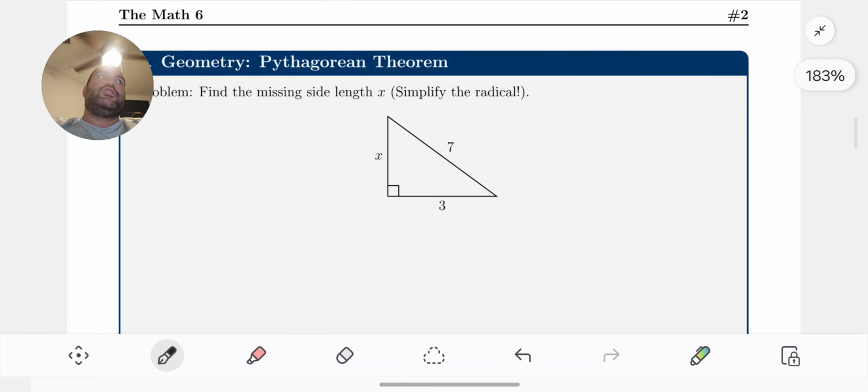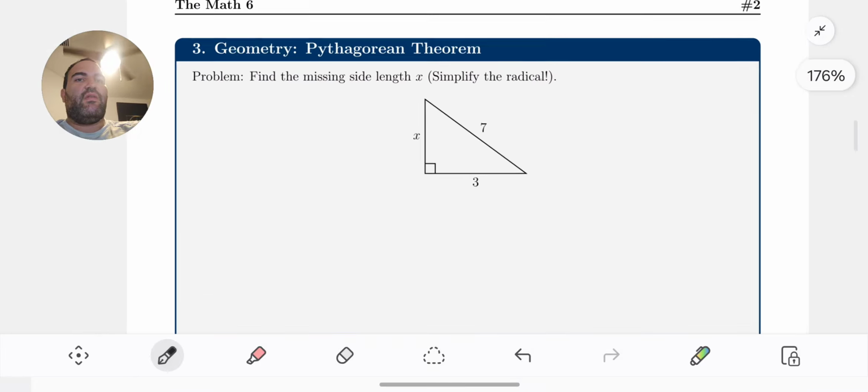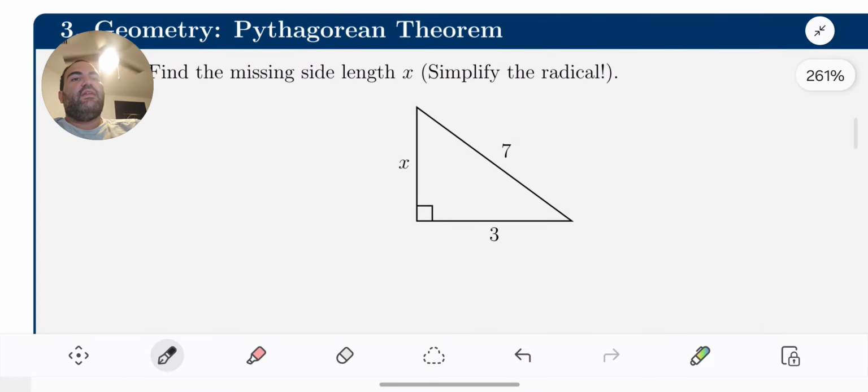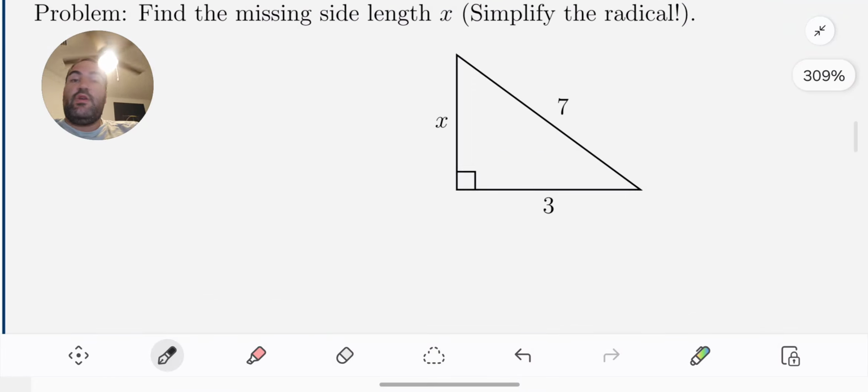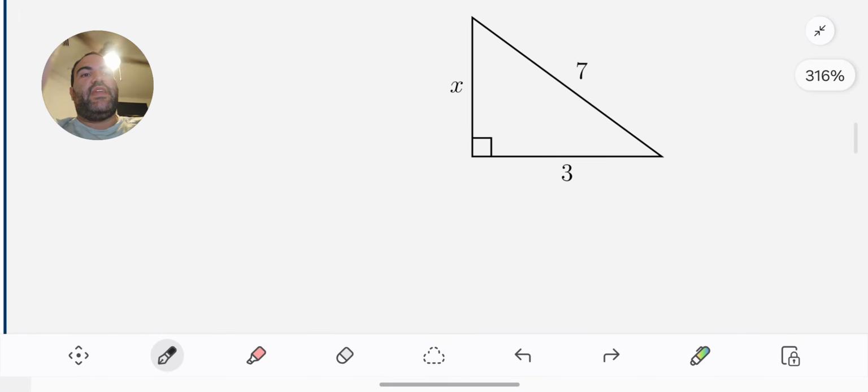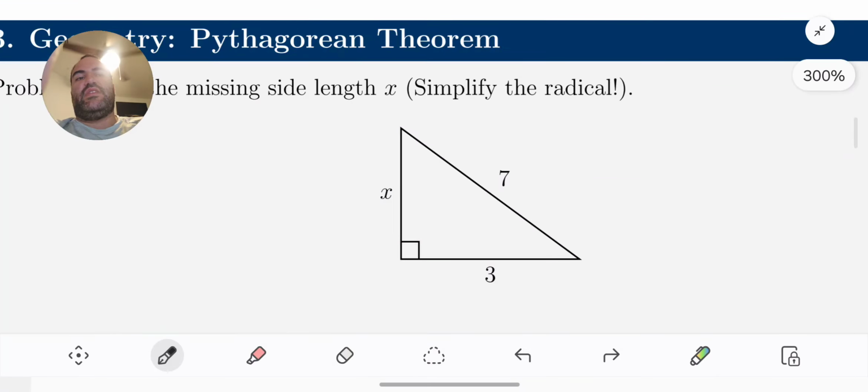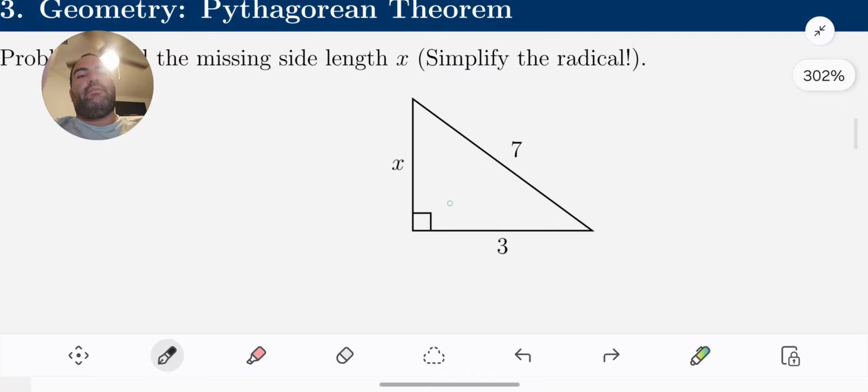All right, now for geometry. Find the missing side length. I hope I'm moving faster than last time. I don't want to bore you guys. Find the missing length. We only got legs here. They're not asking about angles. We got a right triangle. Let's do some Pythagorean theorem. That's a squared plus b squared equals c squared. Remember, c is the hypotenuse.